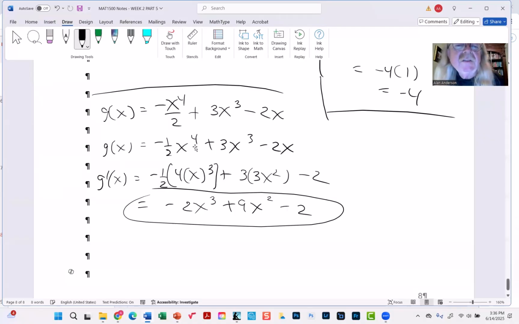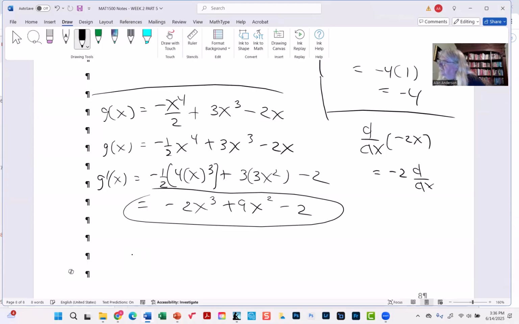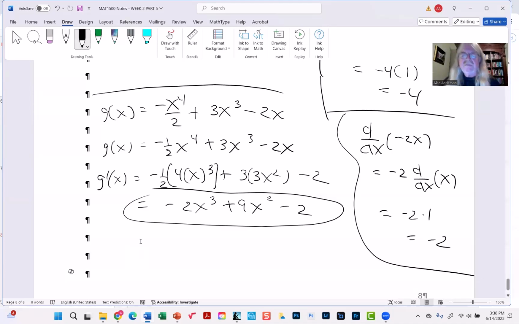Okay. So yes, you can see here, I've broken it up into steps. But these are all applications of the power rule. The last one, too, because that's where that's coming from.